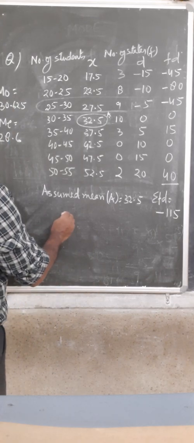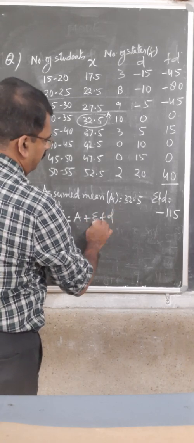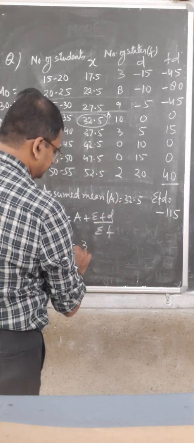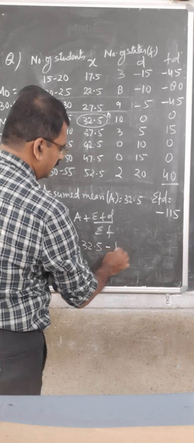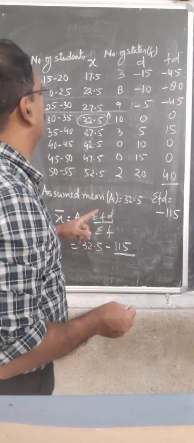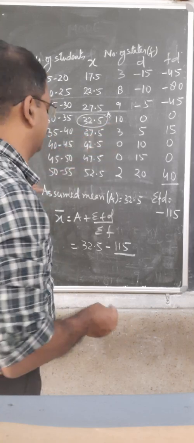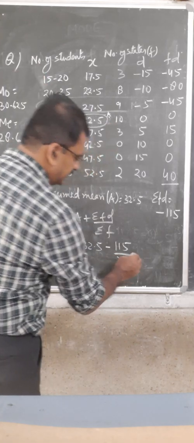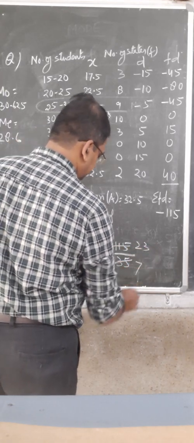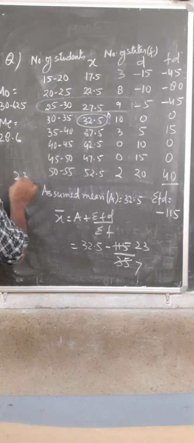Now what we do, you know the formula for mean is A plus sigma FD upon sigma F. Okay, A is 32.5. Sigma FD we have calculated, minus 115, upon sigma F. So sigma F, I told you it was 35: 3 plus 8 is 11, plus 9 is 20, 30, 33 and 35. So divided by 35 like this. Okay, now cancel it by 5. Okay, 23 by 7.